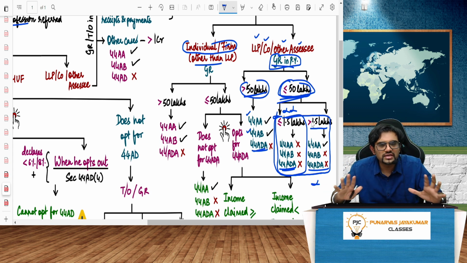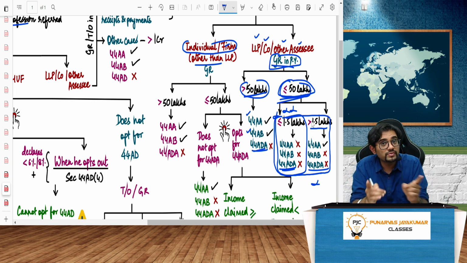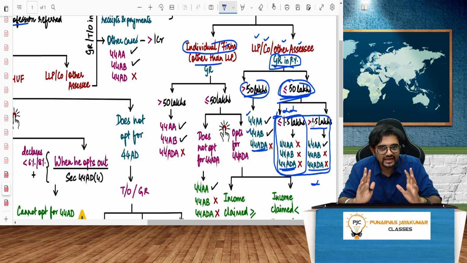This is a full interconnection, okay? Hear me out coolly. This will also help you in practice. I'm not joking. You hold this chart, you can figure out. It's like a ready reckoner that I have made, okay?